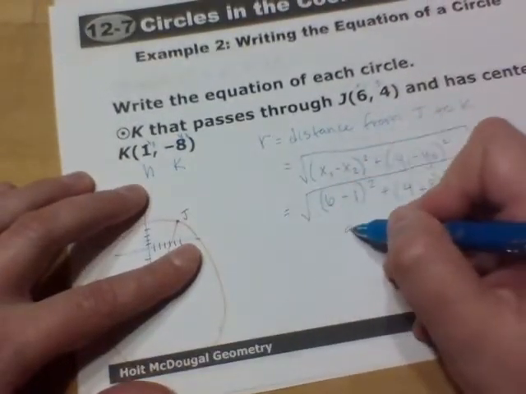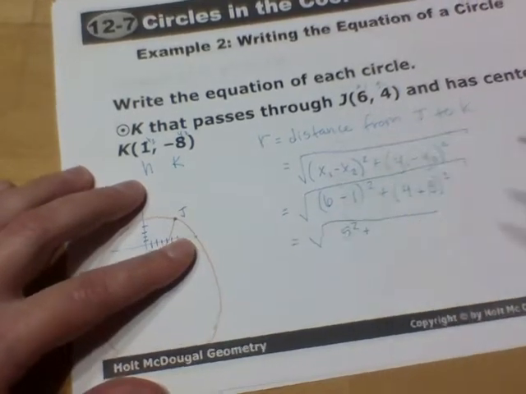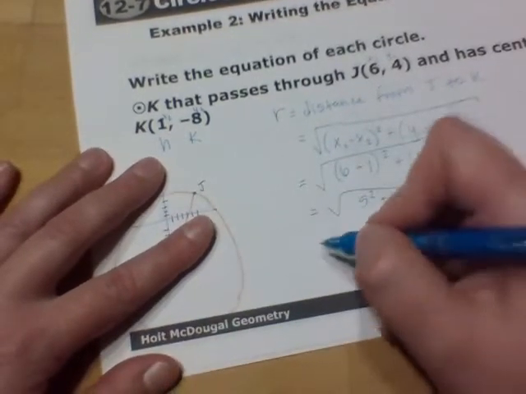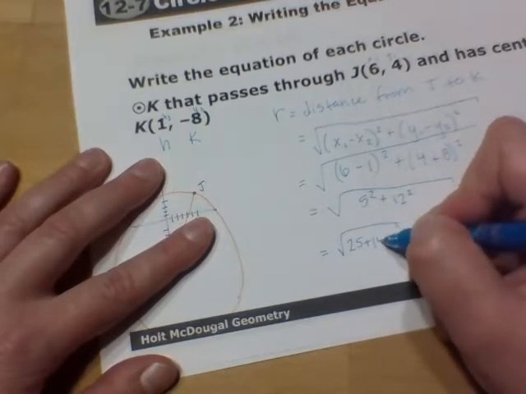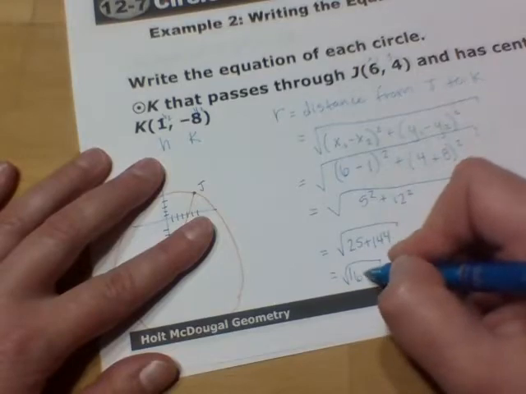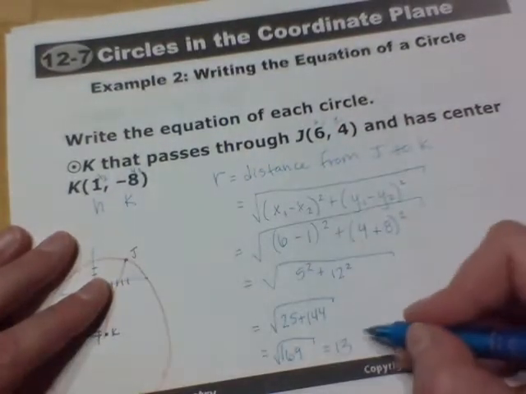Then 6 minus 1 is 5, which we'll be squaring. And 4 plus 8 is 12, which we'll be squaring. And so we have the square root of 25 plus 144. And that is the square root of 169, which is 13. So our radius is now 13.